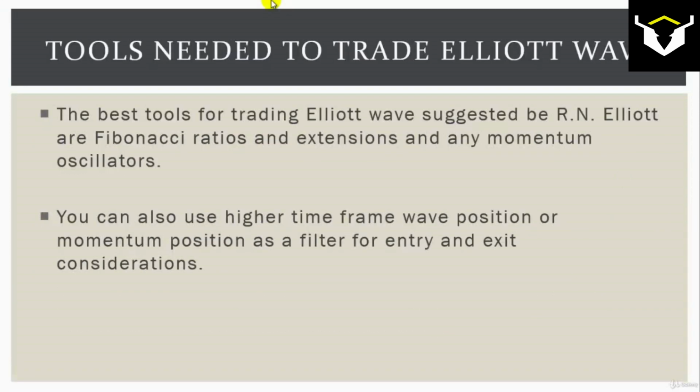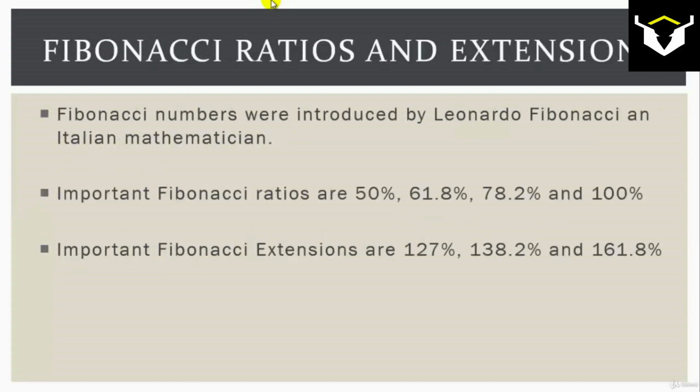So now that we have learned the characteristics of each wave structure, let's go ahead and learn about the tools which we will need to make a practical Elliott wave trading system. The best tools for trading Elliott waves suggested by R. N. Elliott are Fibonacci ratios and extensions. Next, you will use any momentum oscillator. You can also use higher time frame, wave position or momentum position as a filter for entry and exit considerations.